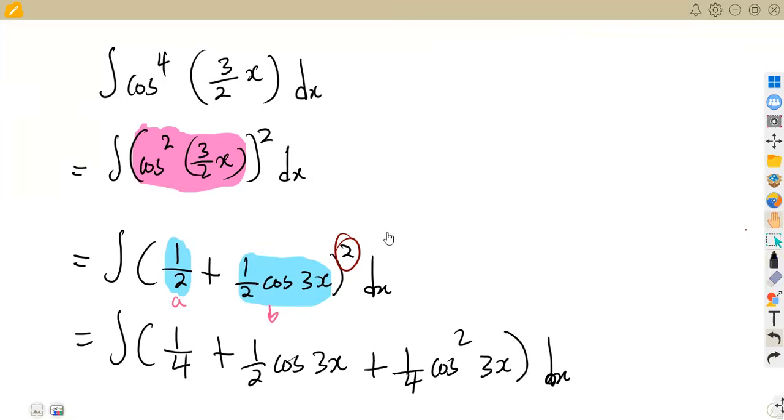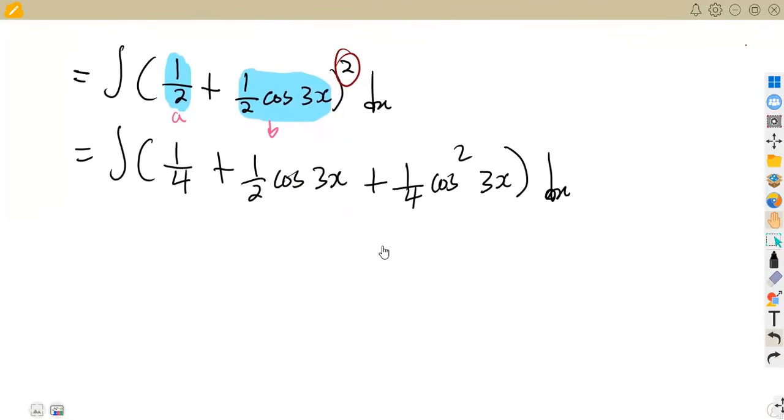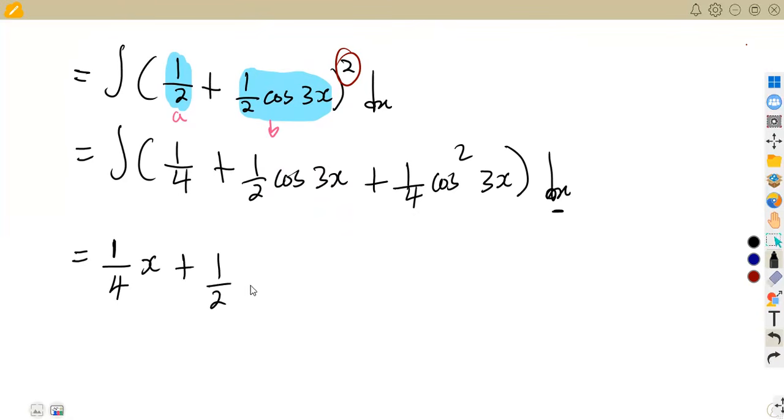Okay, at this stage, it's now your integral. We're done at this stage. It is just our integral this time, okay? So let us integrate. The integral of 1 over 4 with respect to x is going to give us 1 over 4x. So that's 1 over 4x plus 1 over 2 times the integral of cos. Remember, cos changes to a sine. So this will be sine 3x over 3.